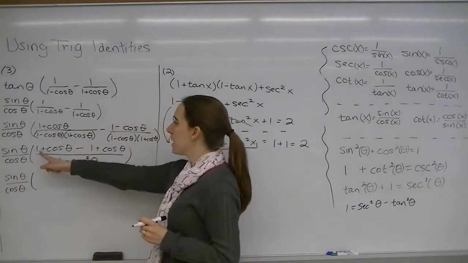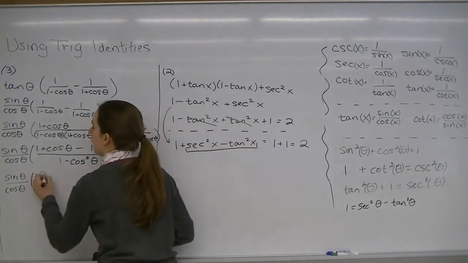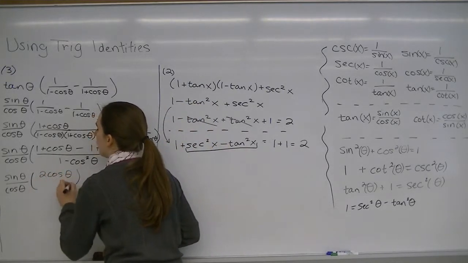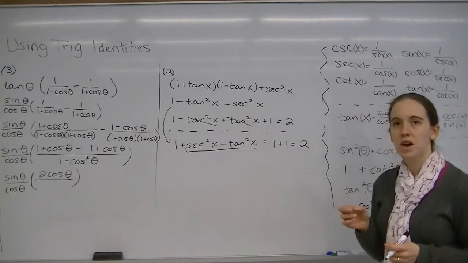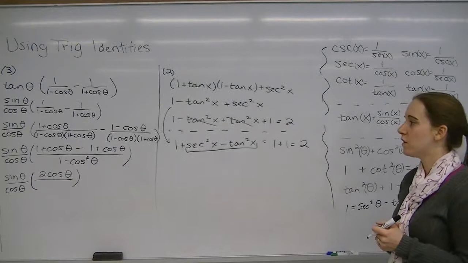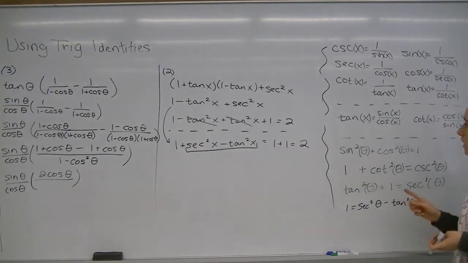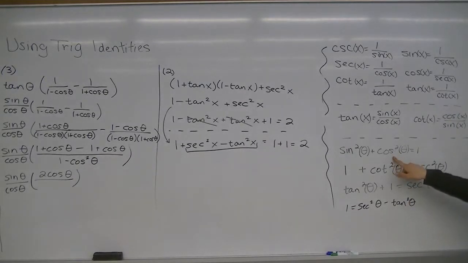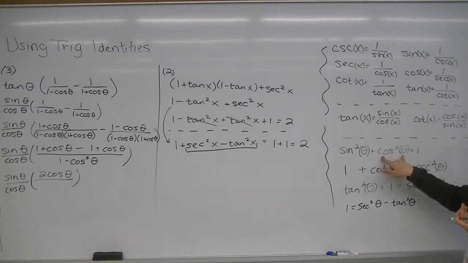So on top, I'm going to get 1 minus 1 plus cosine theta plus cosine theta, so plus 2 cosine theta. And then on the bottom, I don't necessarily want 2 terms there. I have 1 minus cosine squared of theta. If I could write that as 1 term, it'd make me much happier. So I have a cosine squared. Let's look at this identity for just a second. So if I know what this is equal to, if I move the sine to the other side, I'll get something that's equal to this.